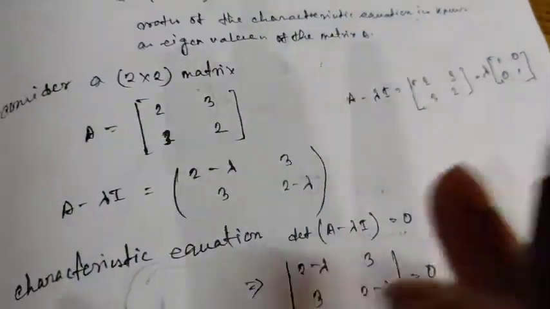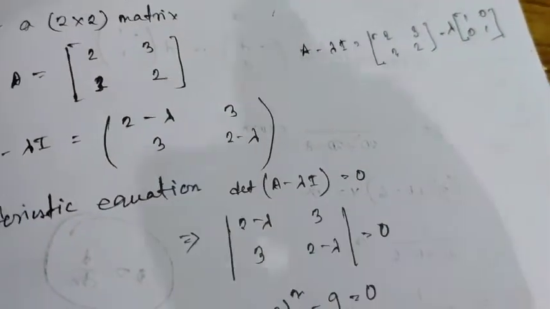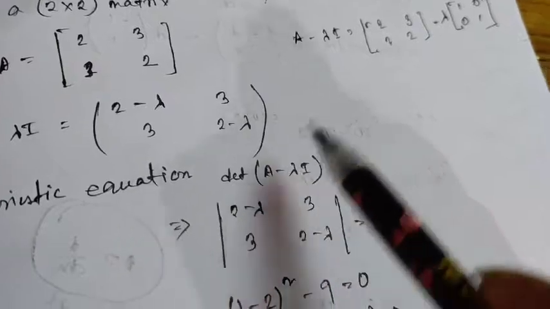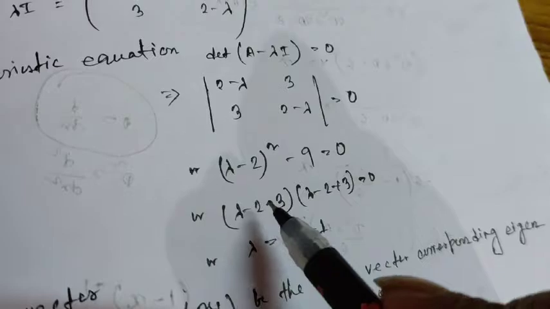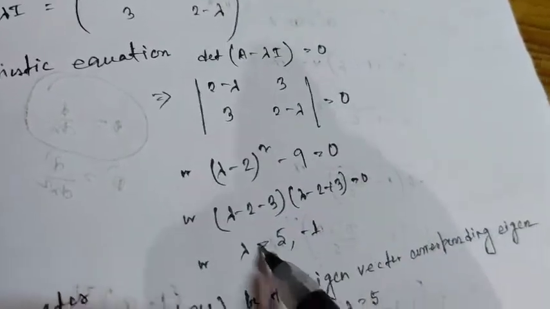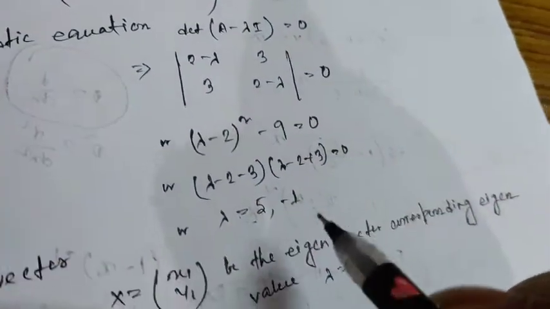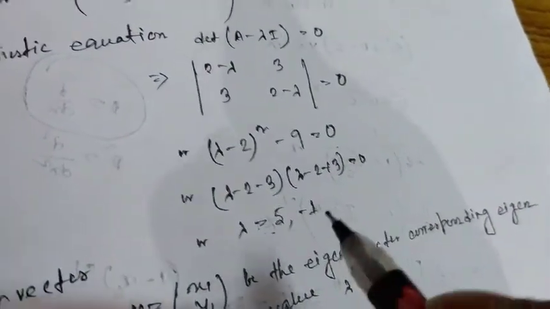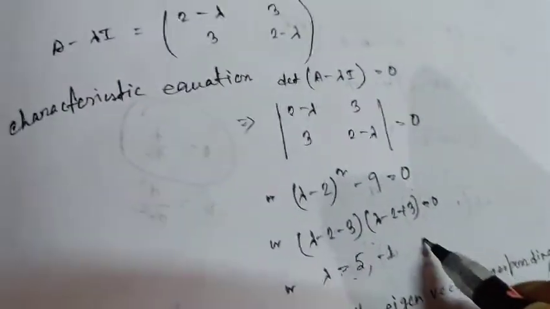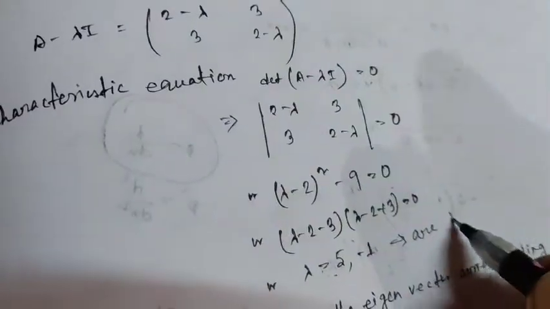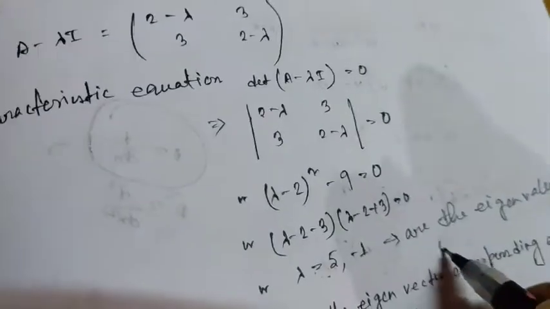From here we can find the characteristic equation: det of A minus lambda I is equal to 0. So we can write |2 minus lambda, 3; 3, 2 minus lambda| is equal to 0, and from here we can write (lambda minus 2) whole square minus 9 is equal to 0. Using the formula a square minus b square, we find the values of lambda are 5 and minus 1. So 5 and minus 1 are the eigenvalues of the matrix A.